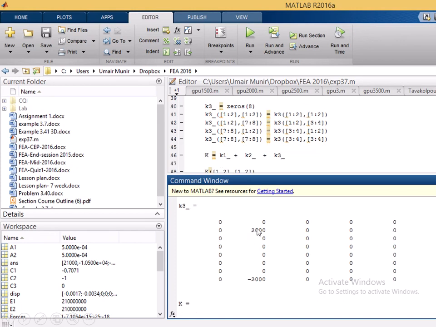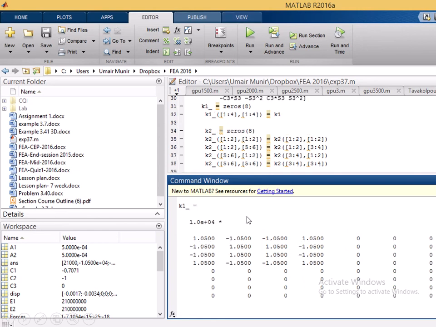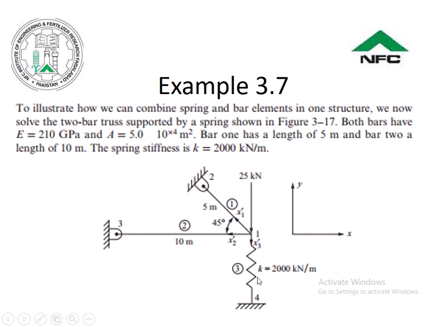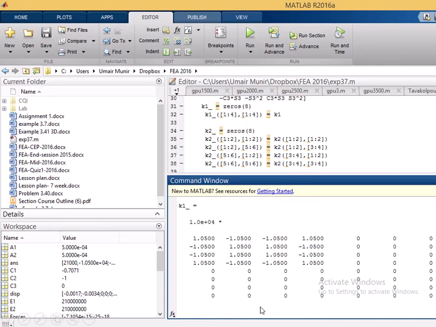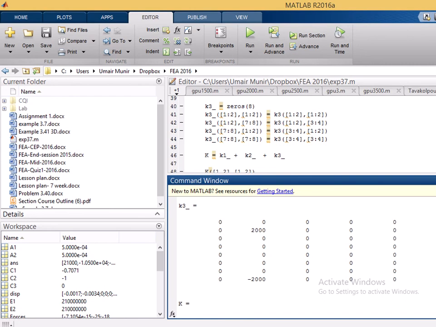Similarly, we will define a K3 underscore matrix of zeros, and then according to the figure, element 3 has node 1 and node 4. So similarly, where we have written 5 and 6, we will replace that with 7 and 8. The rest is the same.